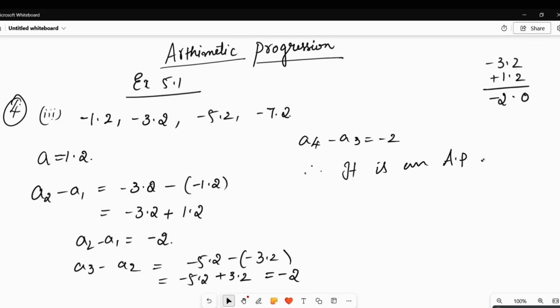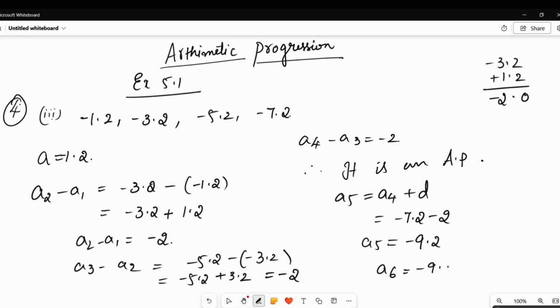Now, you have to find the other three terms. The fourth term we know. The fifth term will be the fourth term plus D. That is minus 7.2 minus 2. So minus 9.2, A5. A6 is minus 9.2 minus 2. It is minus 11.2. A7 is A6 plus D, minus 11.2 minus 2. So A7 is minus 13.2.